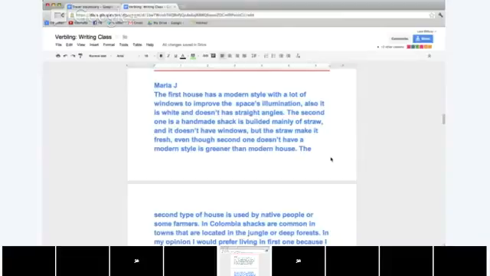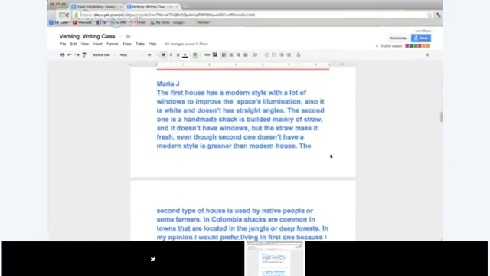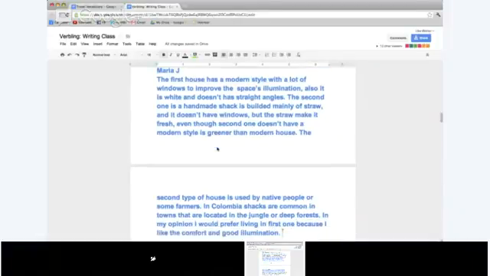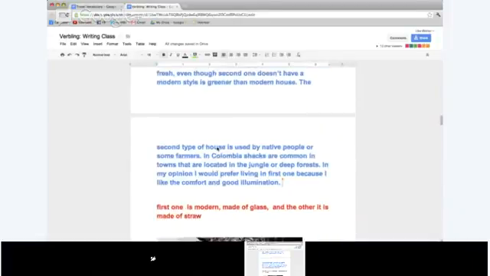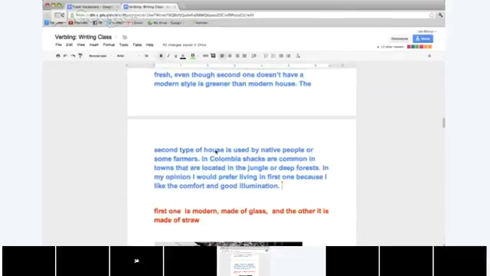The first house has a modern style with a lot of windows to improve the space's illumination. Also, it is wide and doesn't have straight angles. The second one is a handmade shack. It's built mainly of straw, and it doesn't have windows, but the straw make it fresh. Even though second one doesn't have a modern style, it's limited than modern house. The second type of house is used by native people or some farmers. In Colombia, shacks are common in towns that are located in the jungle or deep forest. In my opinion, I would prefer living in first one because I like the comfort and good illumination.